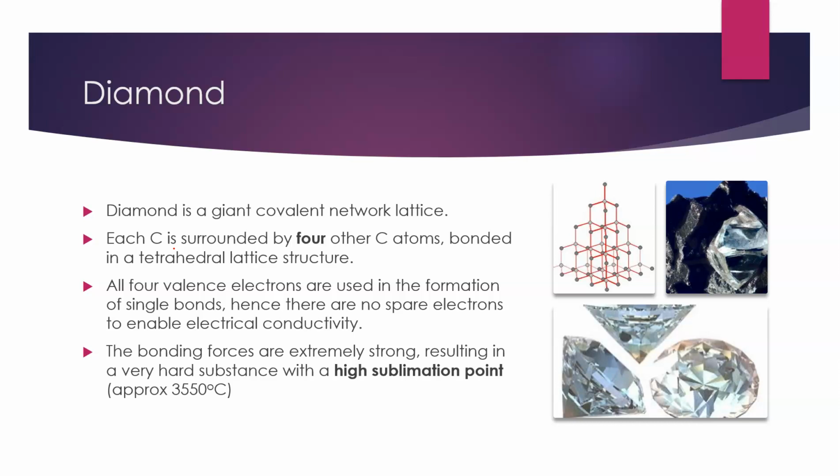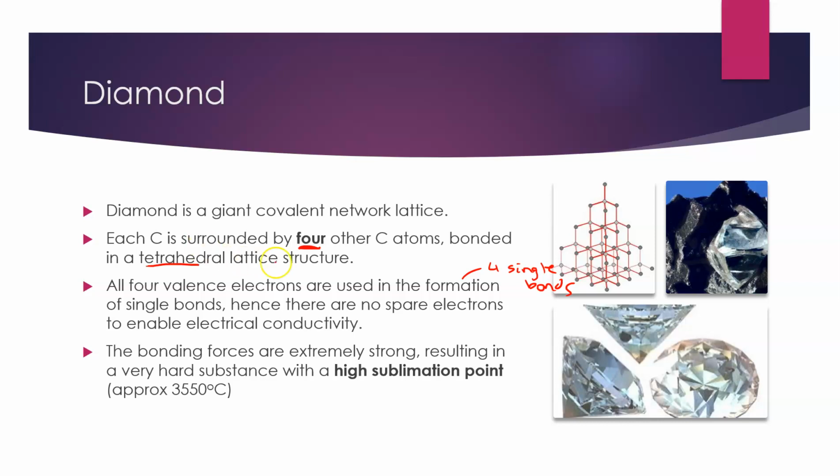So diamond is a giant covalent network lattice. Each carbon is surrounded by 4 other carbon atoms. This is a critical point here, which has a tetrahedral structure around every carbon. The 4 valence electrons are used in the formation of single bonds. So we have 4 single bonds to every carbon. And there's no spare electrons to enable electrical conductivity, and there's no charge. So diamonds are unable to conduct electricity.